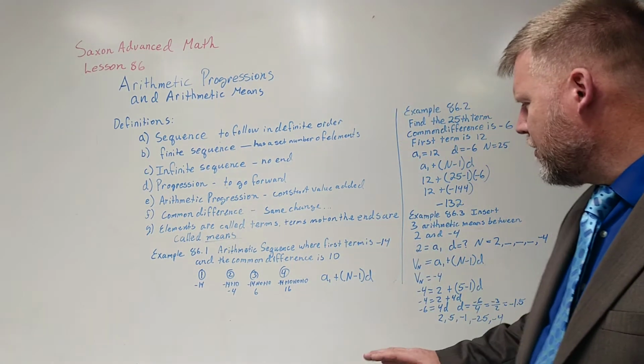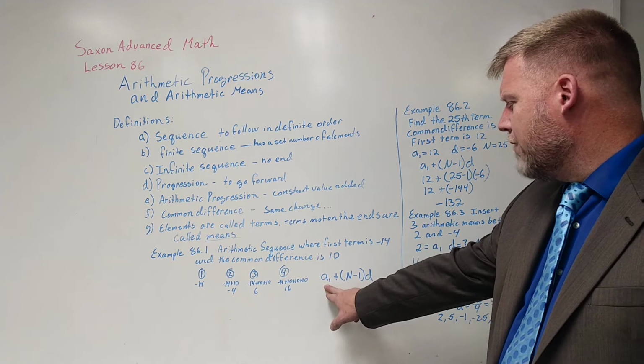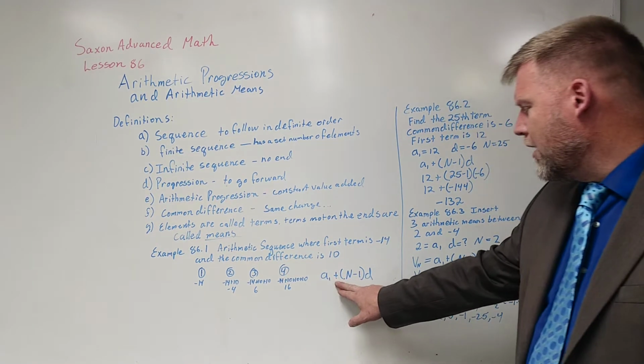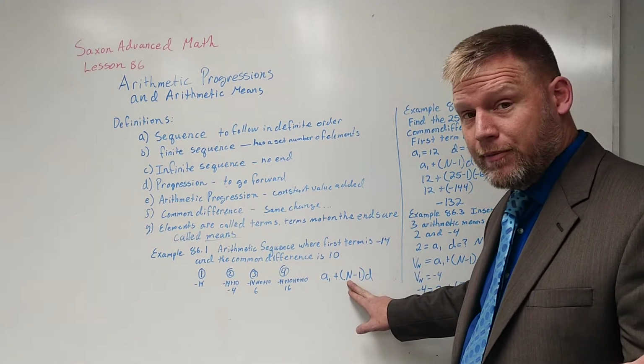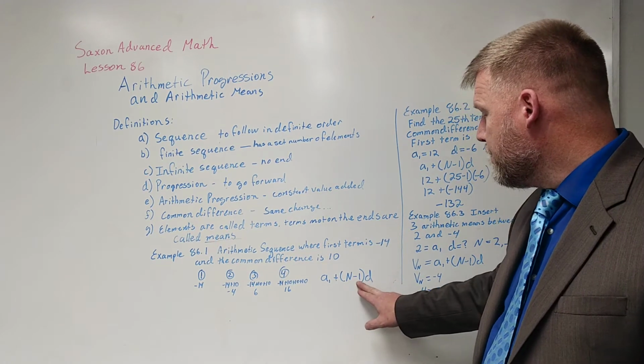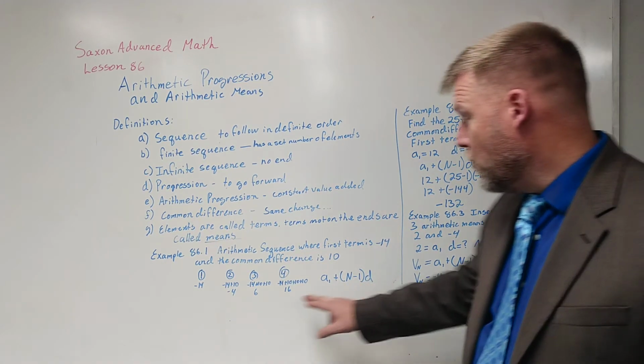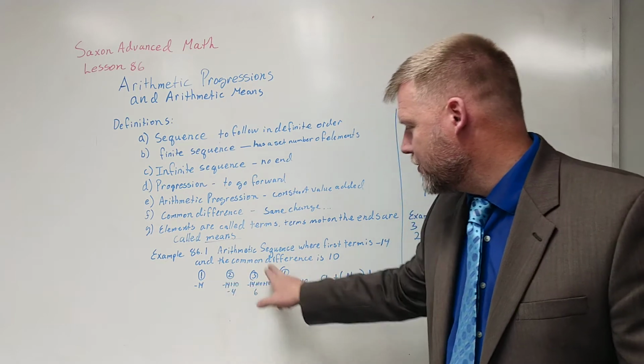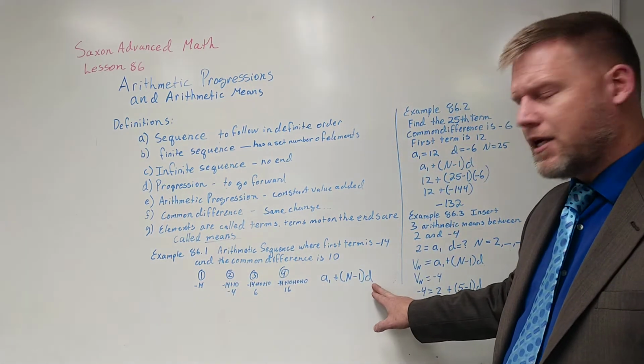So let's put that in a formula. The value of my first term plus the number of the term I'm looking for, the number of the term minus 1, okay? Because it's 1 less, right? That's why I'm only using it once in the second term, twice in the third term, times the common difference.